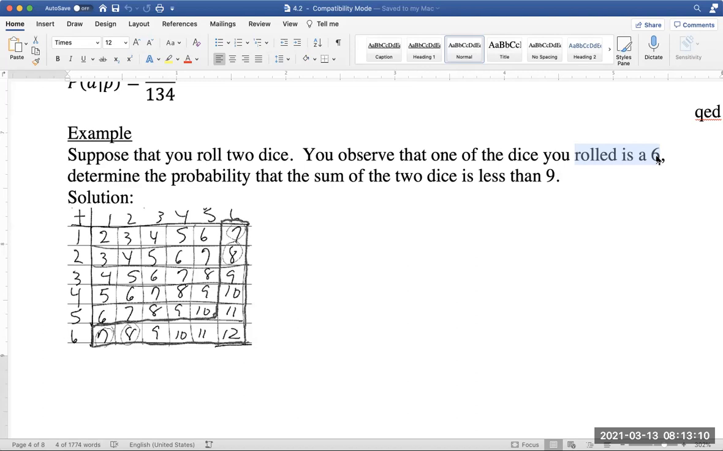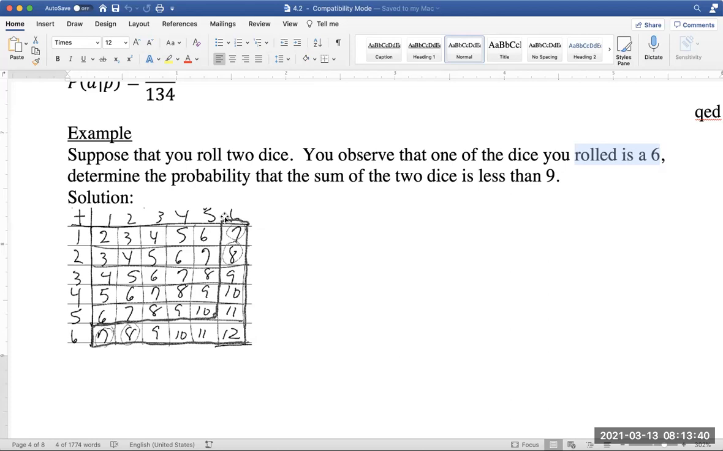Let's see how that's different than just rolling 1 dice. What I told you before, if you just roll 1 dice, the probability of rolling a 1 or 2 is, well, 1 out of 3. So now, what's the probability of rolling 2 dice, given that you see a 6, that the sum of those 2 dice is less than 9?